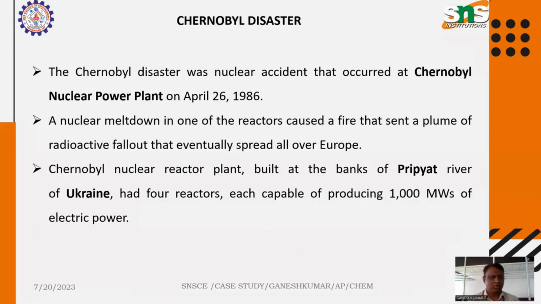Chernobyl is a place in Ukraine. Now it is in Ukraine. Before, when the accident happened, it was in Russia, that is the USSR. The Chernobyl disaster is a nuclear accident that occurred at the Chernobyl nuclear power plant in 1986. A nuclear meltdown in one of the reactors caused a fire that sent a plume of radioactive fallout that eventually spread all over Europe. The Chernobyl nuclear plant, built on the banks of the Pripyat River in Ukraine, had four reactors capable of producing 1,000 megawatts of electrical power.